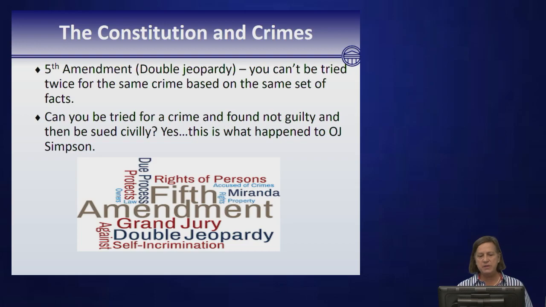How about this, though? Can you be tried for a crime and be found not guilty and then be sued civilly? And the answer is yes. That's what happened to O.J. Simpson, right? He was tried for the murder of his wife and found not guilty. Then Nicole Brown Simpson's parents sued him in tort for wrongful death, and he had to pay a money judgment to the parents.